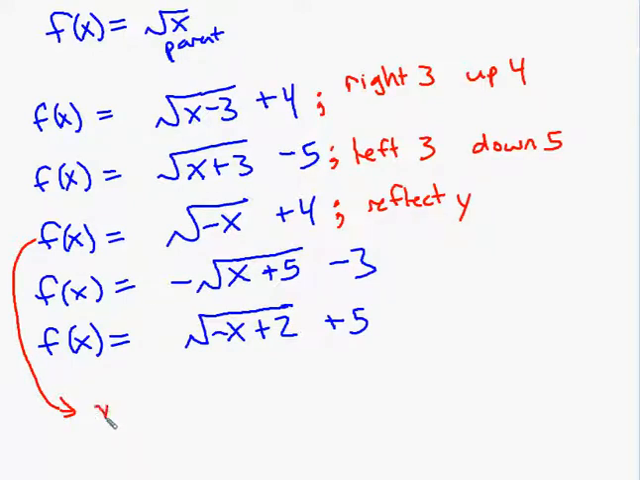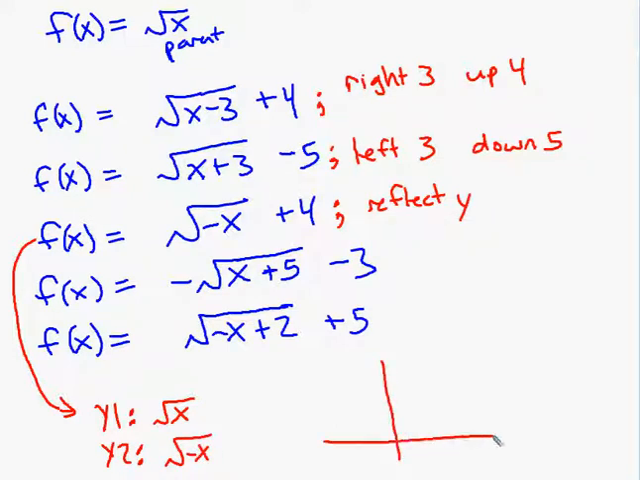So let's do our y1 as square root x, and let's do our y2 as square root of negative x. And what you should get, if you look up here before you graph it, in the first one, you should get this. The second one, you should get this. It should just flip it over the axis.